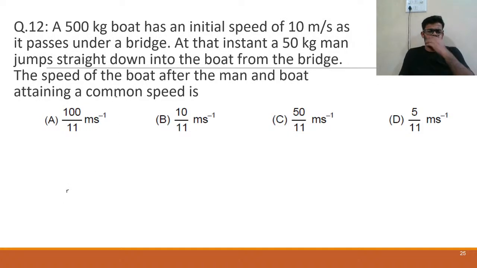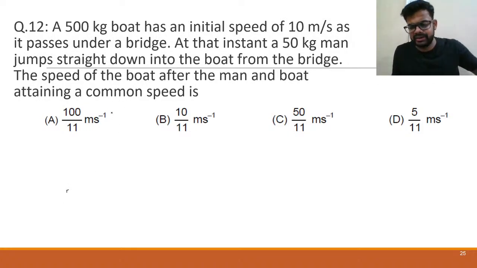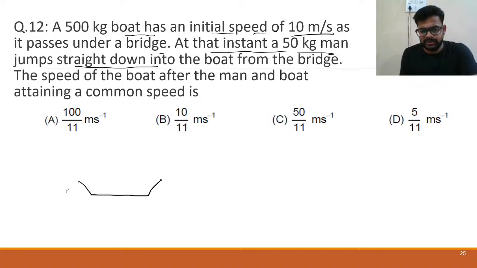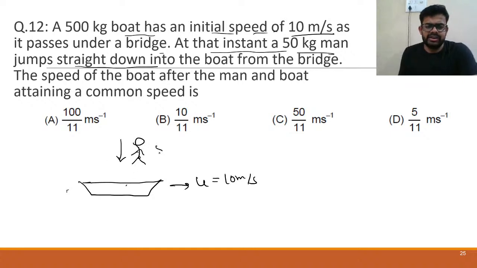Just two questions more are there, right? So a 500 kg boat has an initial speed of 10 meter per second. Now it passes under a bridge. At that instant, a 50 kg man jumps straight down. So let's say this is a boat and it is moving with an initial velocity of 10 meter per second. Now a man is jumping on it.